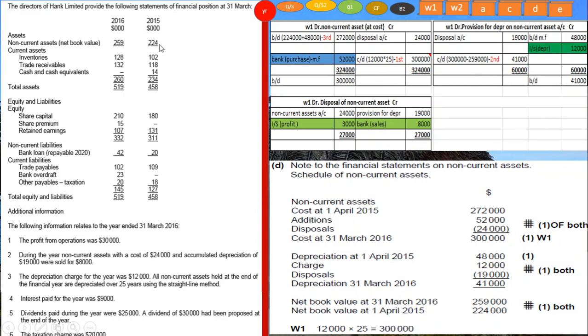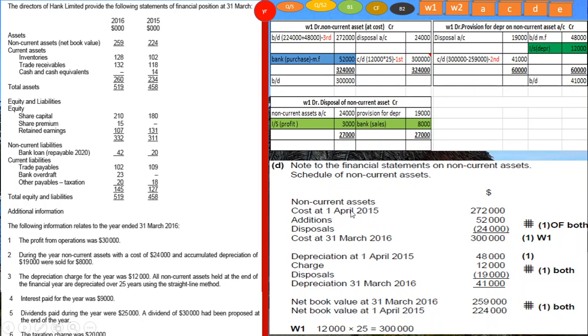Now this has to be shown in the working notes, or you can say notes to account, to show how this has been arrived at. So now basically we are going to show that. We're going to show a solution at the end. So notes to financial statement and non-current assets. Schedule of non-current assets, you write this way. You write non-current assets, you write cost at 1st of April 2015.